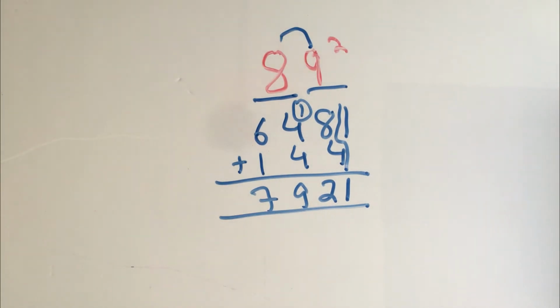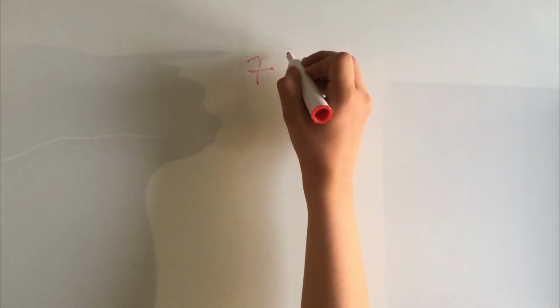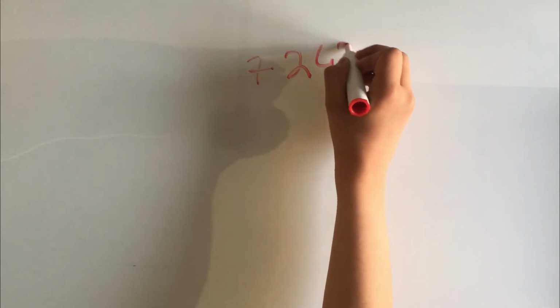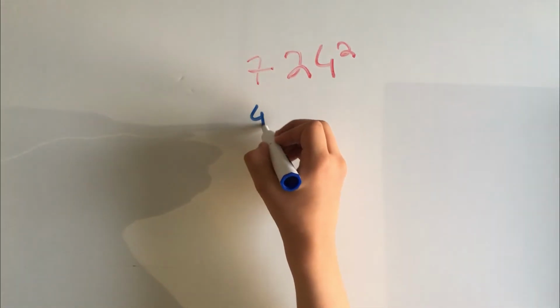7,921 would be our answer. Let's try it in our calculators. 89 squared is 7,921. Now doing it for a 3-digit number is a little bit harder. Let's take 724 as our example. So firstly we do 7 squared, which is 49.